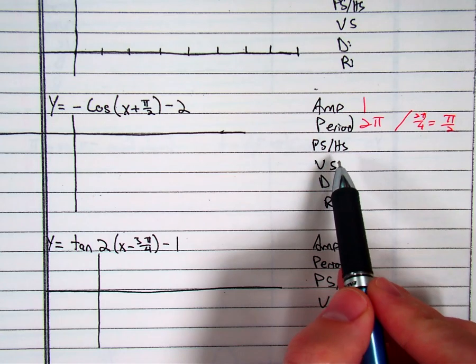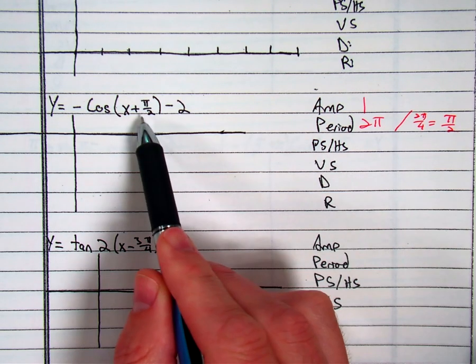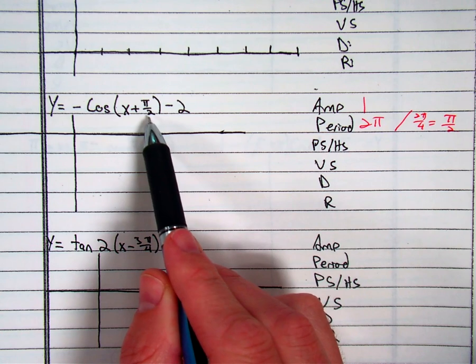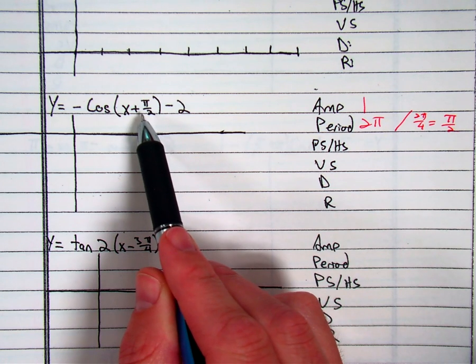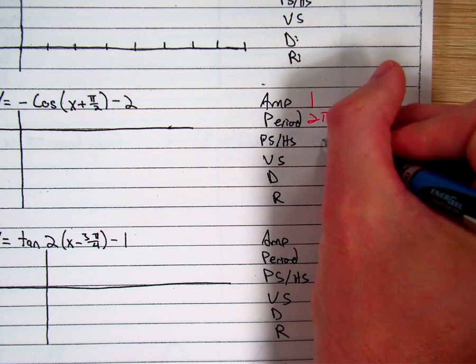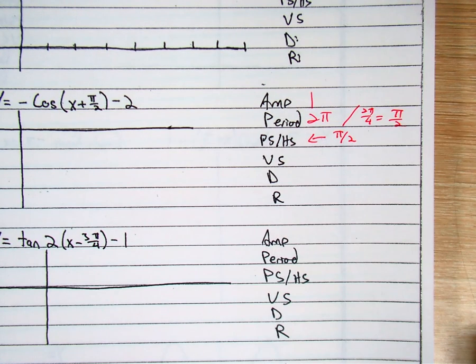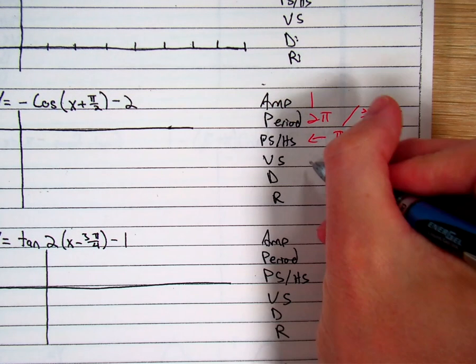So this is the newest thing, vertical or phase shift, horizontal shift. We have plus pi over 2. Just like graphing x squared, it's opposite when it's inside. So plus is actually going to go left, pi over 2. And our vertical shift is down 2.